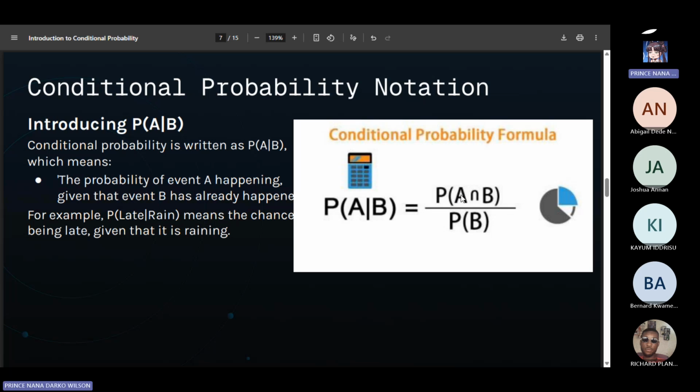So we are looking at a classroom. We are looking at the number of boys wearing red shirts. And we want to calculate the probability of picking a boy who is wearing a red shirt.